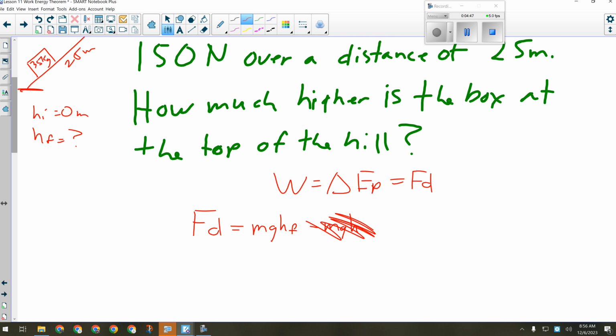Divide by mg, right. All right, so if I plug in my numbers then, I'm going to have 150 newtons times the length of the ramp, 25 meters, divided by 35 kilograms times 9.81. Right? That's going to give me the final height of the box, or the height of the ramp.